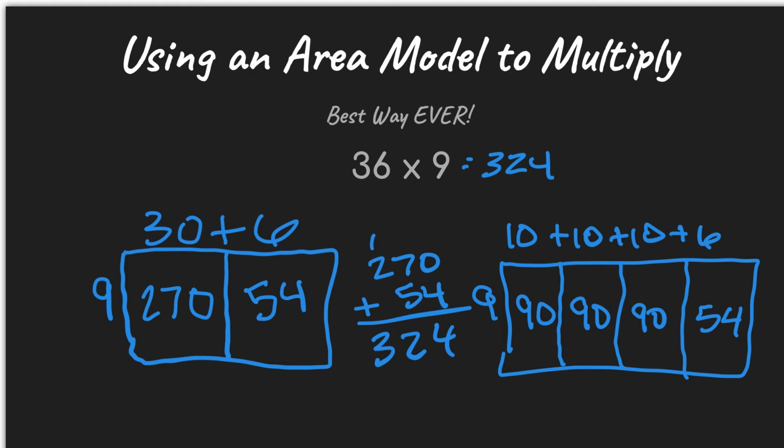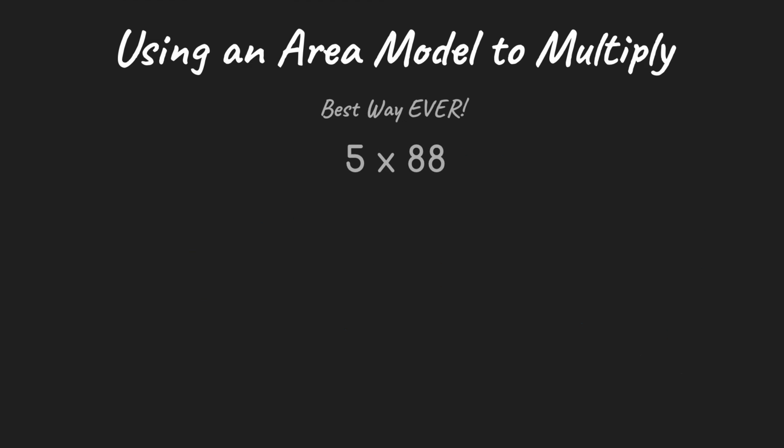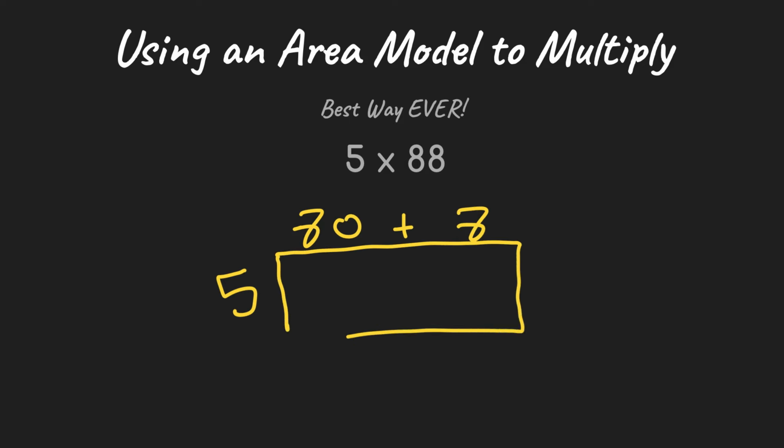All right, I'll go a little quicker on the rest of them. We're doing 5 times 88. So what I would do is I'm going to do 5 on the side, and I'm going to do 80 plus 8 on the top. I'm going to draw a rectangle. And then anytime there's a plus sign, I'm going to put a line. This works really good when we start doing 3-digit by 3-digit or 4-digit by 4-digit, whatever we end up doing. It'll still work as long as you put a line every place that there's a plus sign.